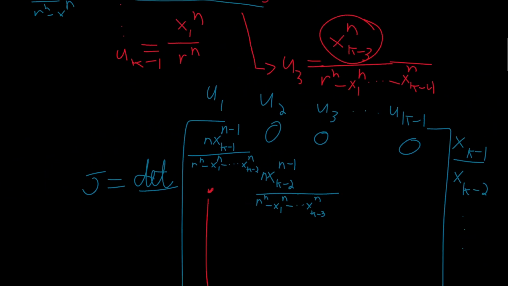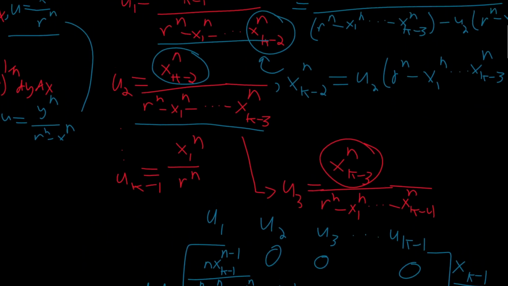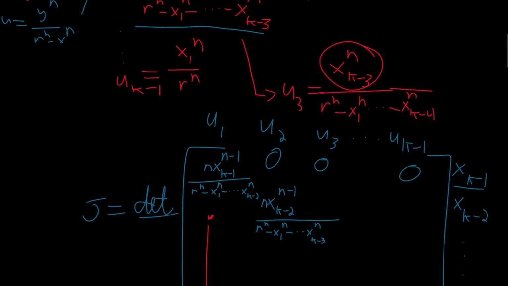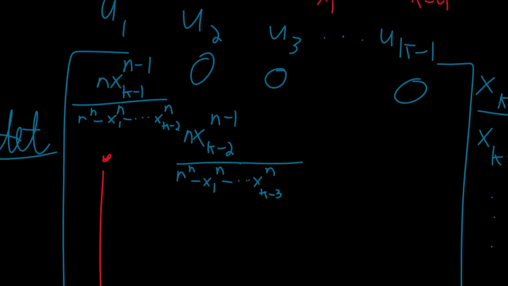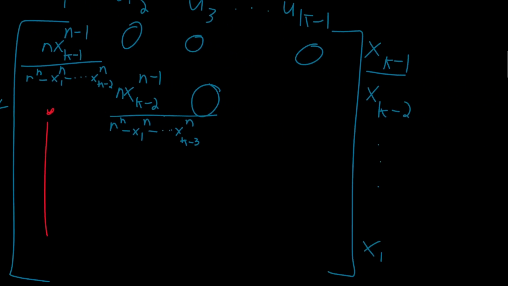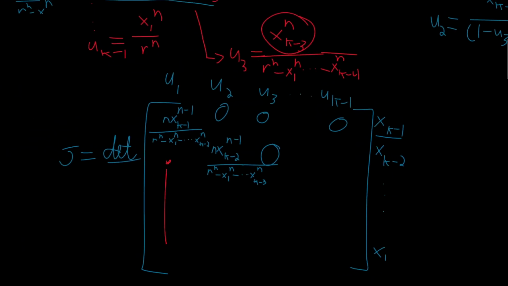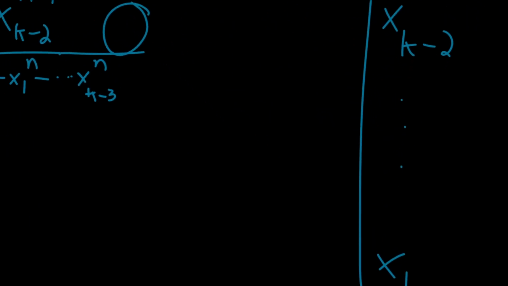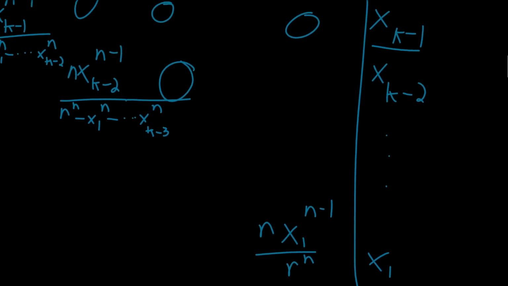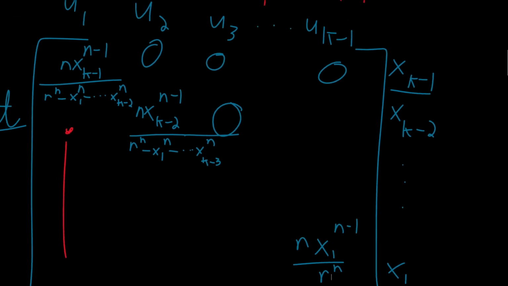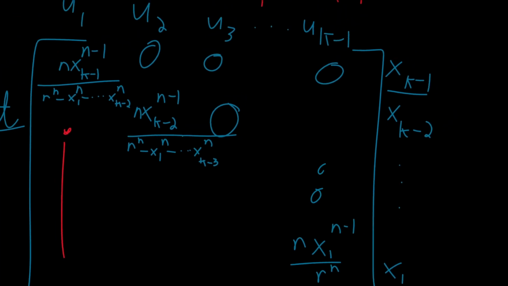And now if we differentiate u3 with respect to x_{k-2}, you'll see that there is no x_{k-2} in there. Thus, it is also 0. I think you get the point. And if we just continue this pattern all the way down to u_{k-1} and x1, which we can compute real fast, this is like our original substitution, right? So this is just n x1^{n-1} over r^n. What you'll see is that there are zeros here. This is actually just a triangular matrix.